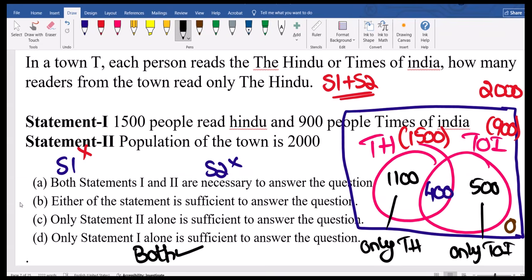Put together we can answer. The question we have to go for option A. Both statements together we can answer. We are almost seeing different topics because of this data sufficiency now.